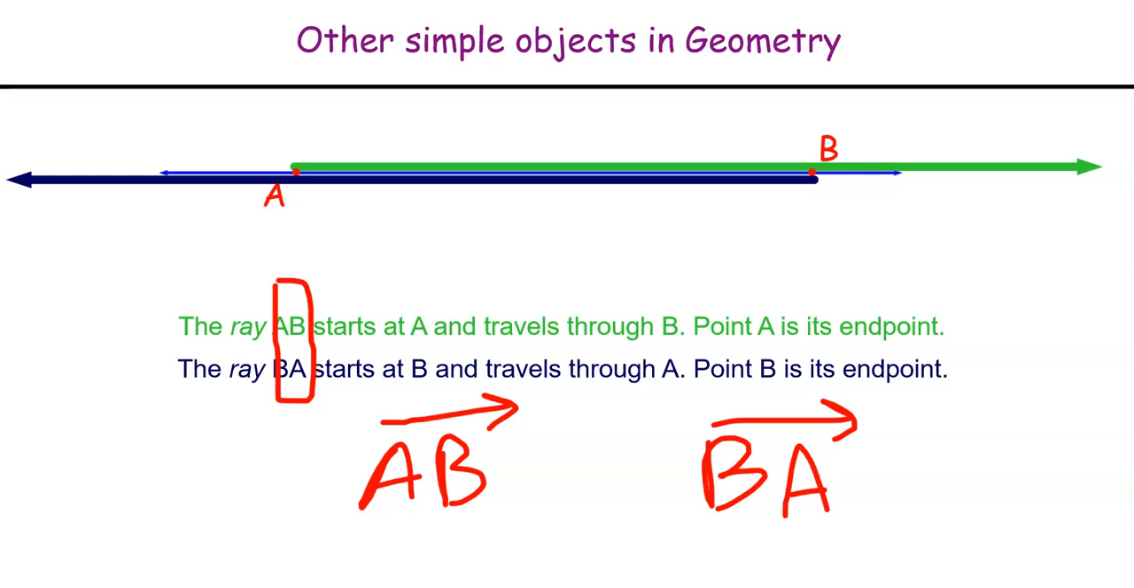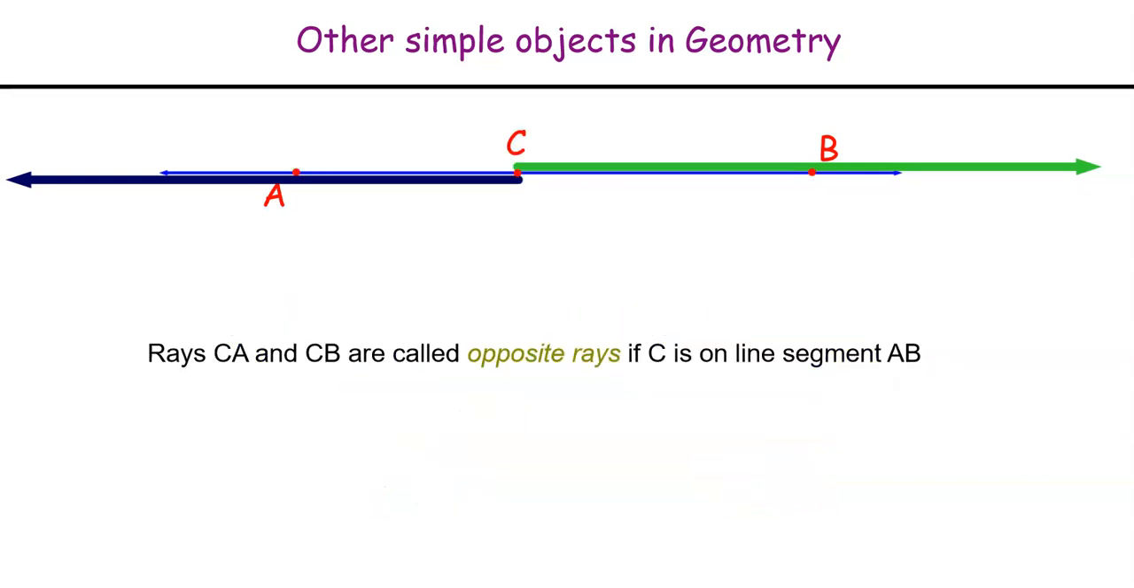If you have 2 rays that have the same endpoint and move in opposite directions so that together they create a line, then we call them opposite rays. If rays CA and CB are on the line AB, then CA and CB are opposite rays. Go ahead, pause the video, copy this down, come back when you're ready to move on.